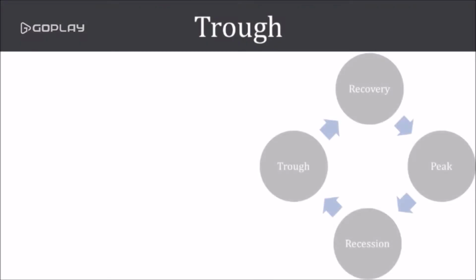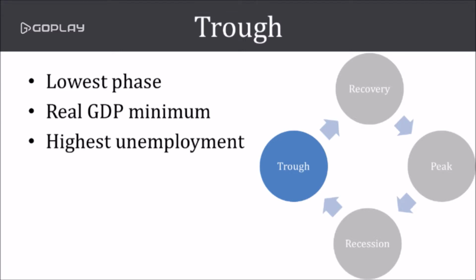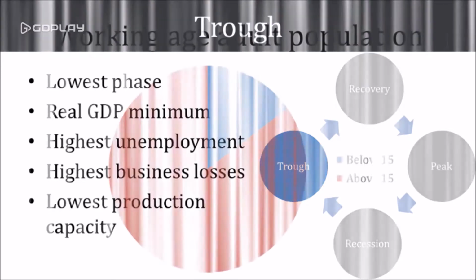And finally, the trough is the lowest phase of the business cycle. Real GDP is at its minimum compared to recent years. Unemployment is highest relative to recent years. Business losses are also at the highest, and production capacity is at its lowest.